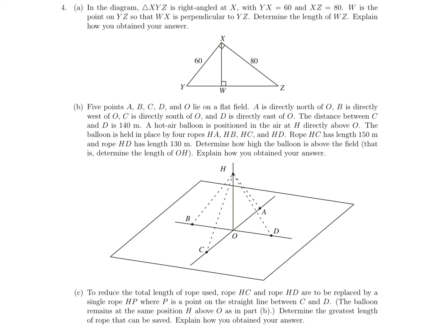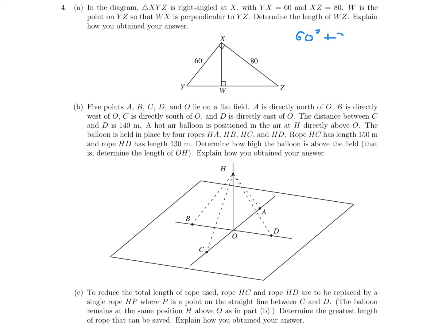In the diagram, triangle XYZ is right angled at X, with YX equal to 60 and XZ equal to 80. W is a point on YZ, so that WX is perpendicular to YZ. Determine the length of WZ. There are several ways of doing this, but I'm just going to go with Pythagoras.